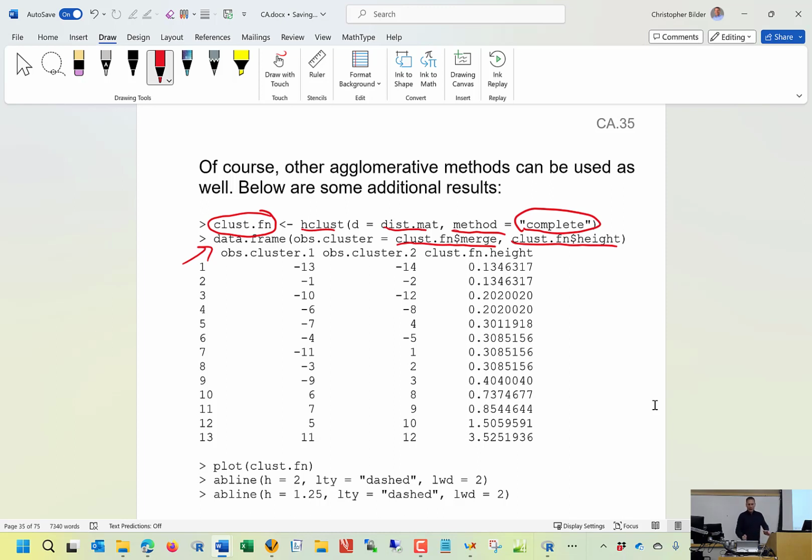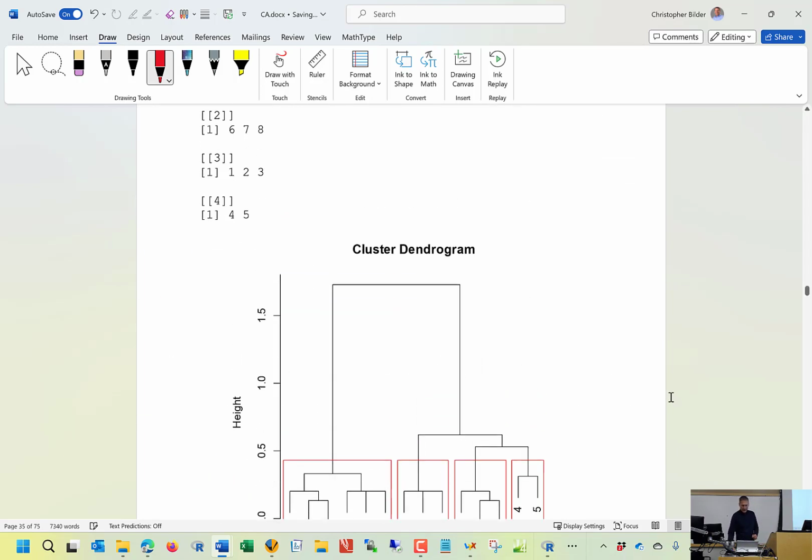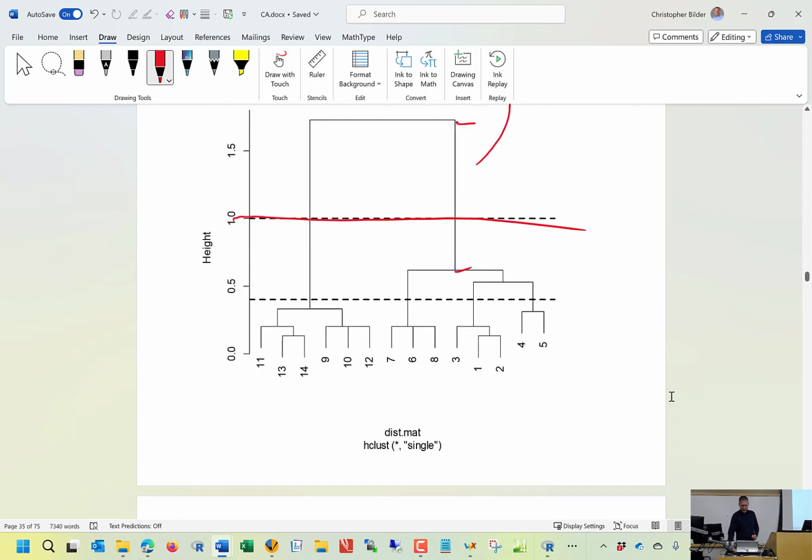And so we can see once again that R first puts together observations 13 and 14. Next it does 1 and 2. But now we have a change from what we have with nearest neighbor, where before 1, 2, and 3 were joined together. Now we have 10 and 12 joined together. Let's look at one of these plots. Run the plot of the data to see if it makes sense.